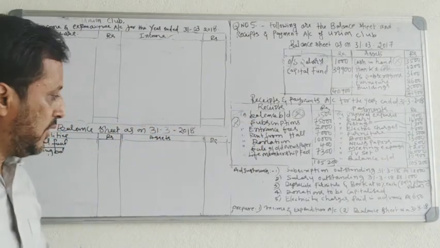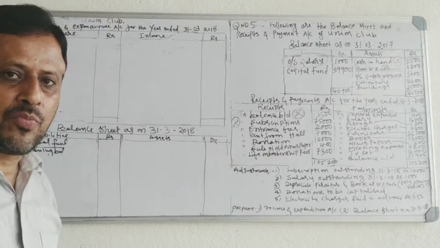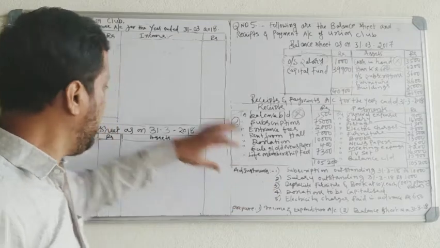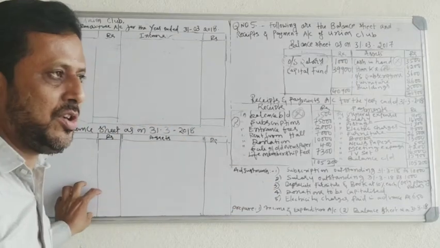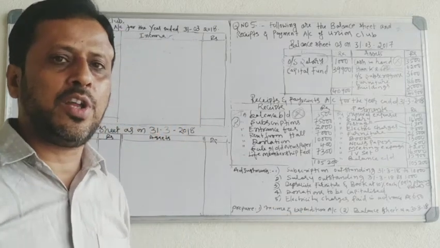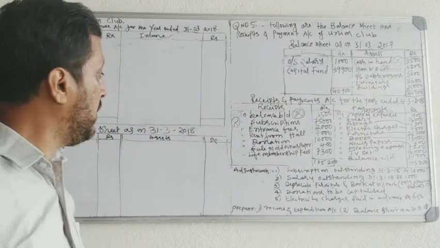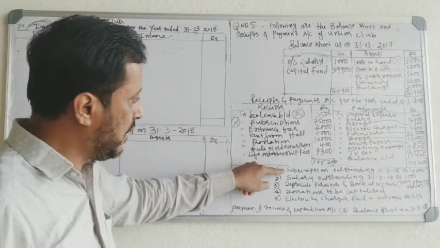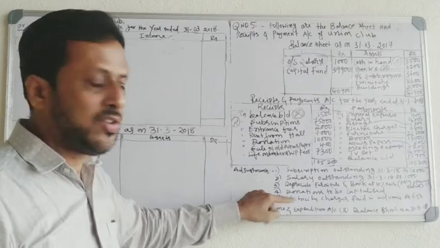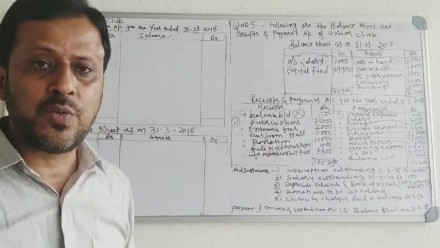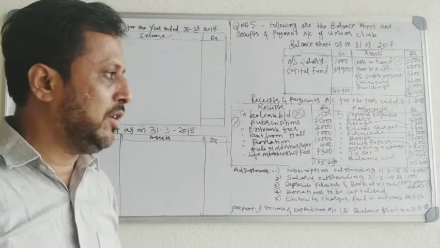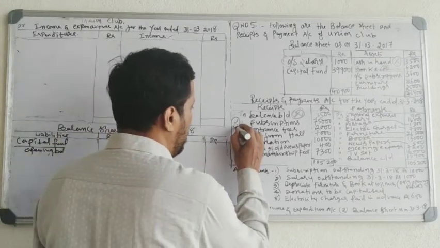Entrance fee. See the adjustment regarding entrance fee. If you are asked to treat it as a capital receipt, then treat it as a capital receipt and show it in the balance sheet. If no instruction is given in the adjustment regarding entrance fee, then treat it as a revenue receipt. See the adjustments: subscription outstanding, salary outstanding, depreciation, donation, electricity charges. So there is no adjustment regarding entrance fee. If the instruction is not given regarding the entrance fee, then you have to treat it as a revenue receipt.